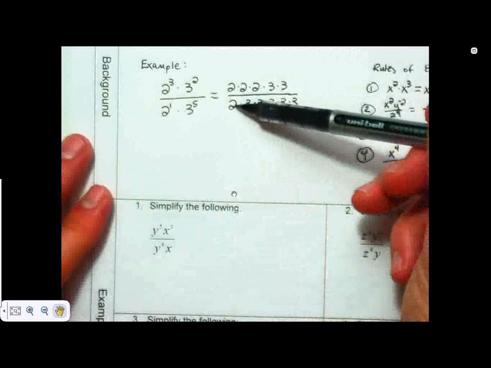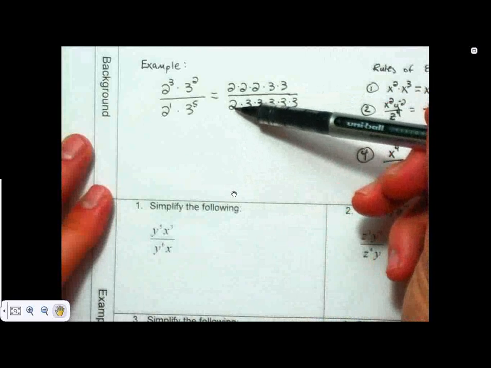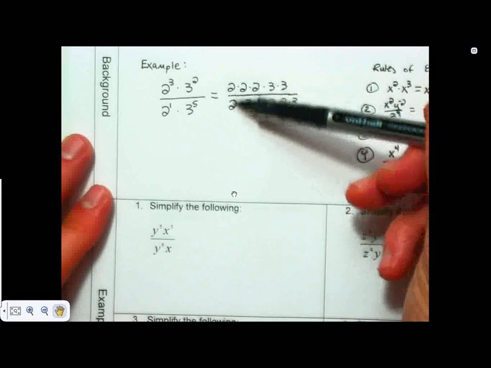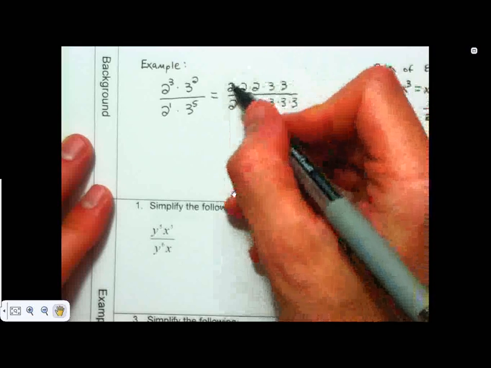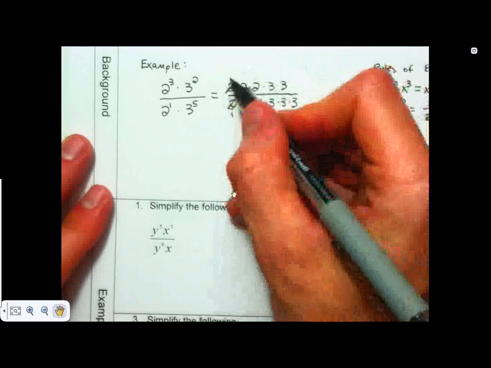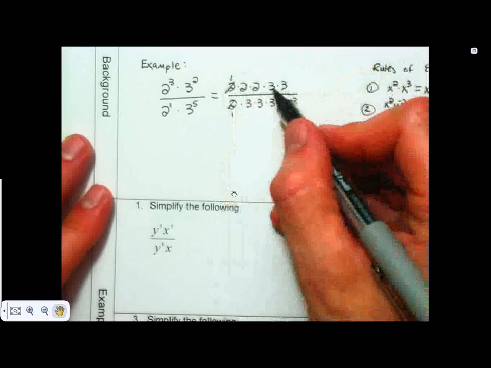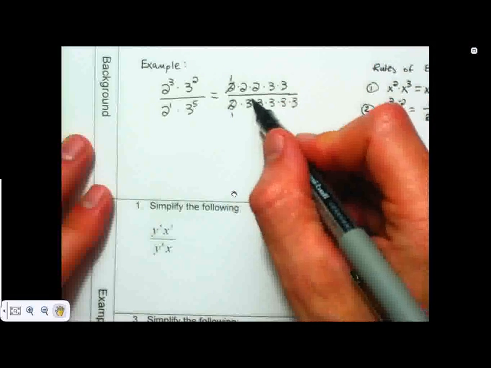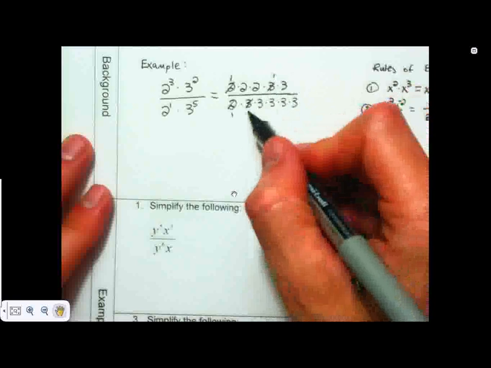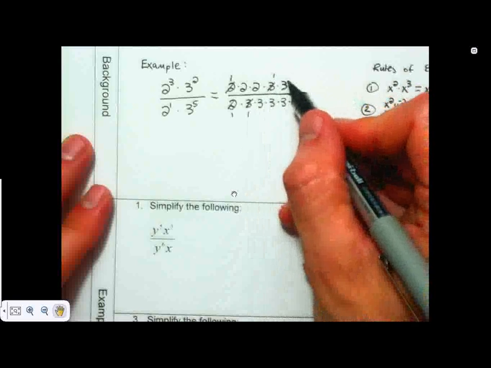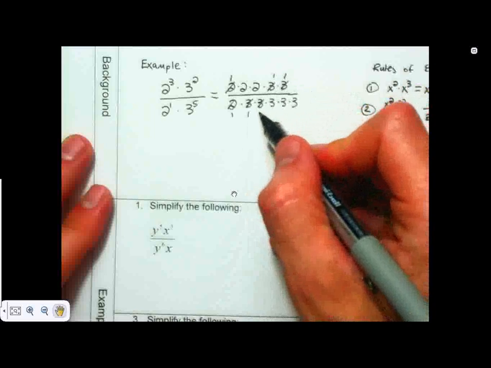And so now notice that on top I'm multiplying by 2, but then eventually I'm going to be dividing by 2. Well, 2 divided by 2, those guys cancel each other out and make 1s. So this guy becomes a 1 and this guy becomes a 1. Likewise, 3 divided by 3 is also going to make 1. And then finally I have another 3 divided by 3, which is also going to make 1.